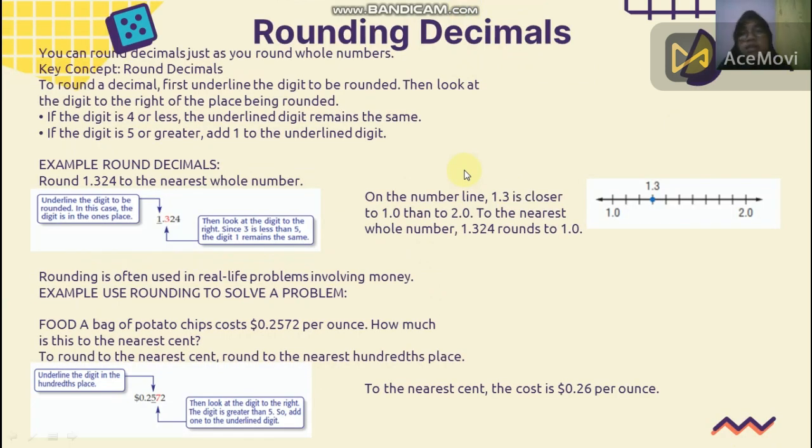Next, rounding decimals. You can round decimals just as you round whole numbers. Key concept, round a decimal. To round a decimal, first underline the digit to be rounded. Then look at the digit to the right of the place being rounded. If the digit is 4 or less, then the underlined digit remains the same. If the digit is 5 or greater, add 1 to the underlined digit.